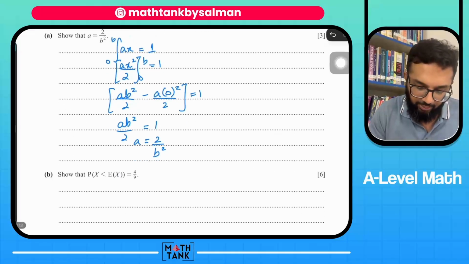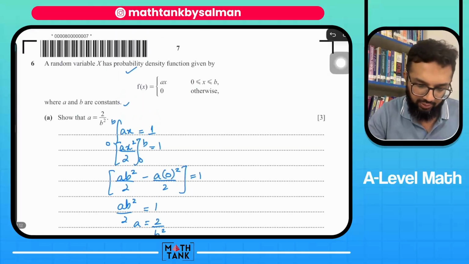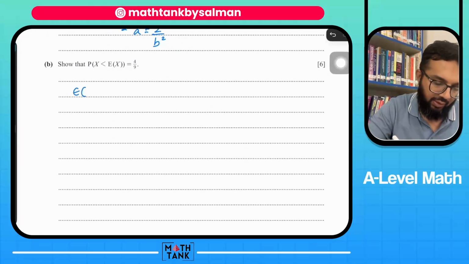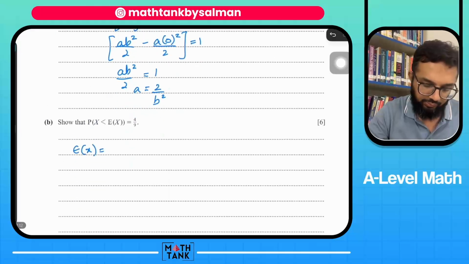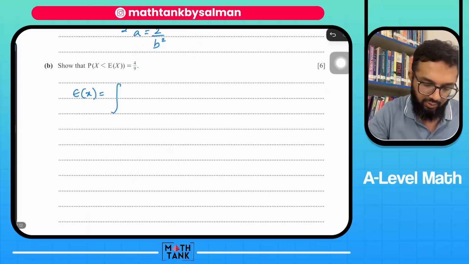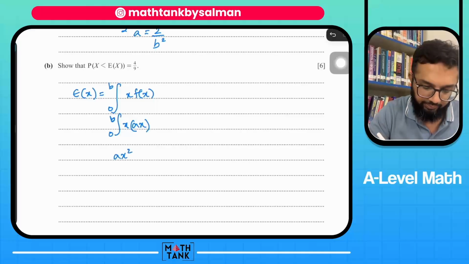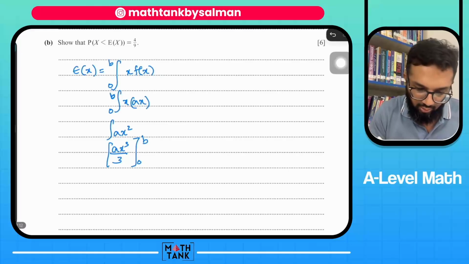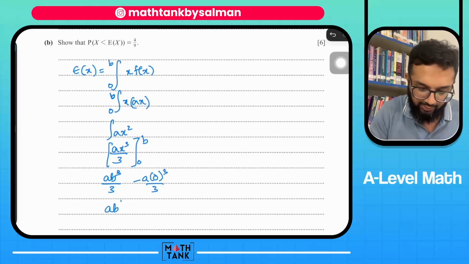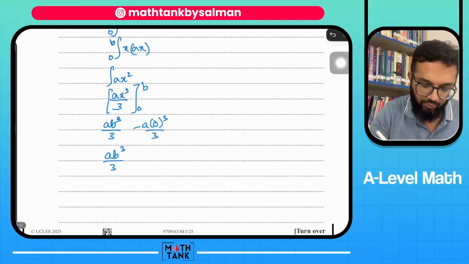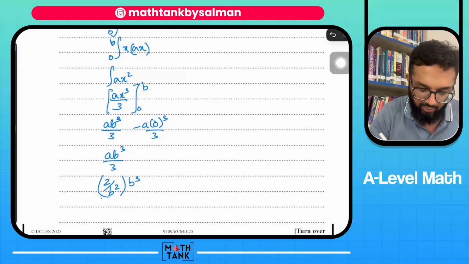That's easy. Find the probability of x less than E(X), showing it equals 4 over 9. I don't think this is symmetric. So I will first have to find out E(X). So E(X) is the integral from 0 to b of x f(x), so x times ax. Ax squared has to be integrated, so ax cubed over 3, 0 to b. Then ab cubed over 3 minus a0 cubed over 3. So my expectation is ab cubed over 3. Now I know a is 2 over b squared. So 2 over b squared into b cubed divided by 3. That cancels out, so my expectation is 2b over 3.